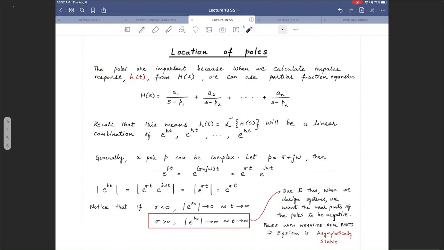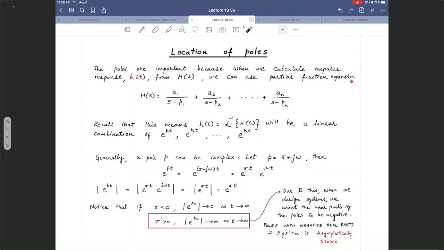statement here. The poles are important because when we calculate the impulse response h of t from h of s, we can use partial fraction expansion to write h of s using many terms. The inverse Laplace transform of each term can be evaluated, because now it is in the form of 1 divided by s plus a, or 1 divided by s minus a, one of the common terms for which you get e to the p1t u of t. For each term you can look up the inverse Laplace.